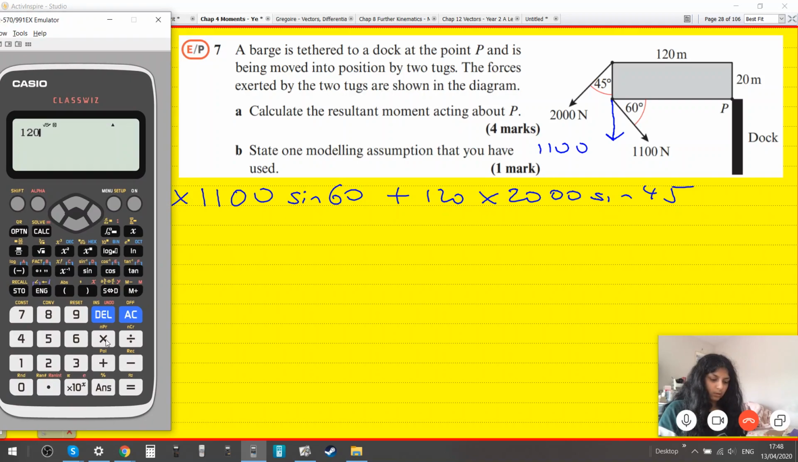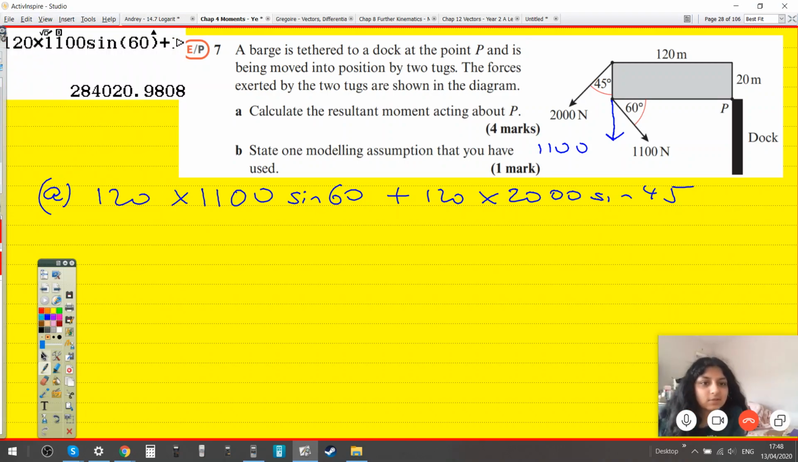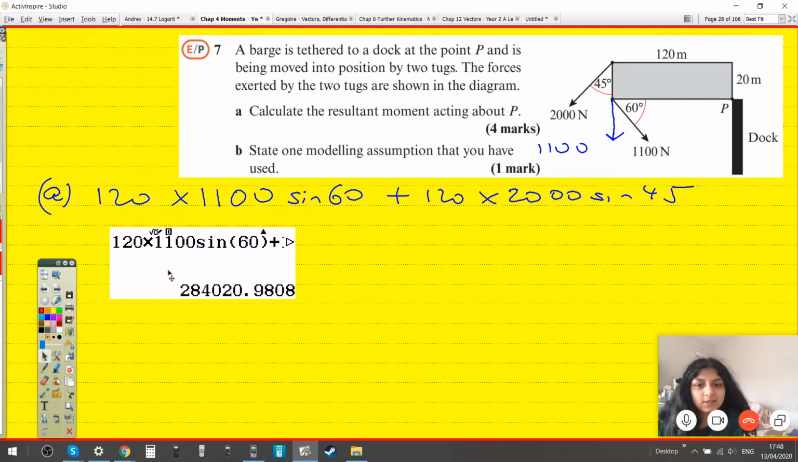Or you can do part B, and I'll do this. It's quicker than me. 285. Wait, no. 284,021. Okay. And B. State one modeling assumption.